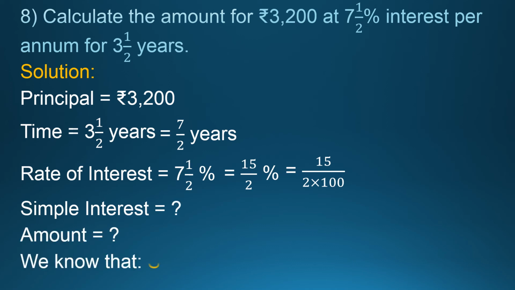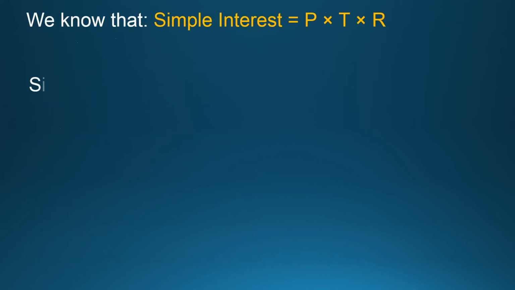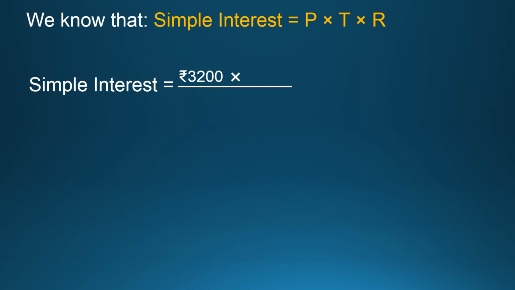We know that simple interest is equal to principal multiplied by time multiplied by rate of interest. Now put the value. Principal is equal to rupees 3200, so write down rupees 3200. Then write the multiplication sign as it is. And time is equal to 7 upon 2, so write down 7 upon 2. Again write multiplication sign as it is. And rate of interest is equal to 15 upon 2 multiplied by 100, so write down 15 upon 2 multiplied by 100.